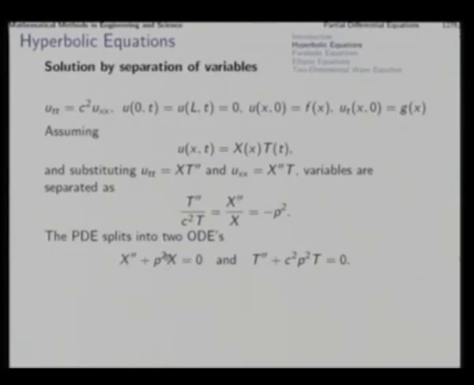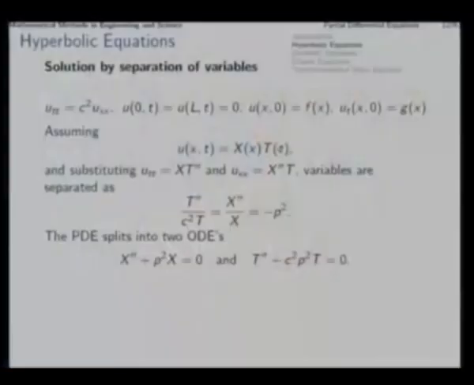this differential equation, which is an ordinary differential equation in x of x, and when we equate minus p square to this, we get T double prime plus c square p square T equal to 0, which is another ordinary differential equation over capital T of small t. Now, these two differential equations we try to solve, and the connection between the two ordinary differential equations is through this p. It will be the same p here and here.